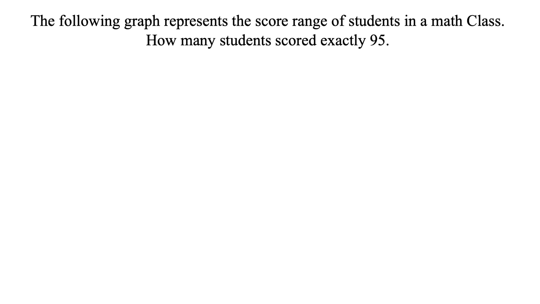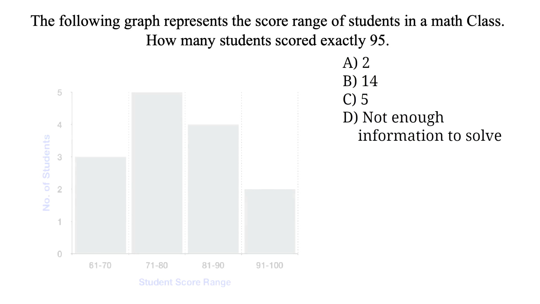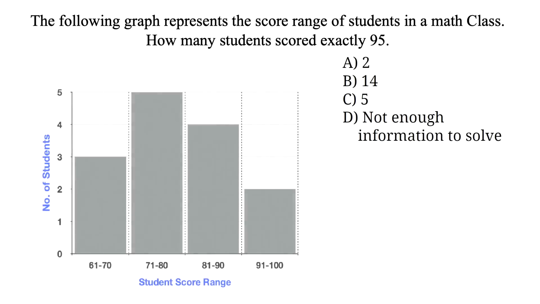The following graph represents the score range of students in a math class. How many students scored exactly 95? A. 2. B. 14. C. 5. D. Not enough information to solve.